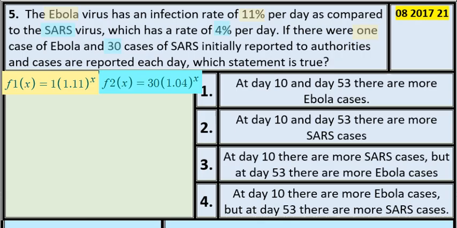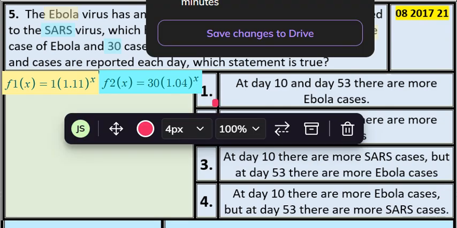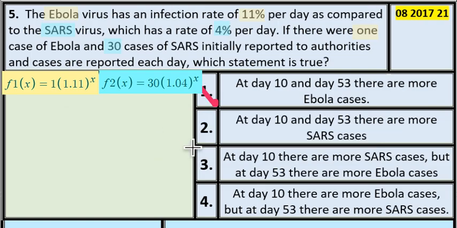So when we look at our answers, at day 10 and 53, they say Ebola had more for both. That is wrong. So we get rid of choice 1. Choice 2 goes the same way with SARS, and they change. One of them is ahead in the beginning, the other one catches up later. So choice 3 says at day 10 there's more SARS, but at day 53 there's more Ebola. And that's the correct answer to question number 5.